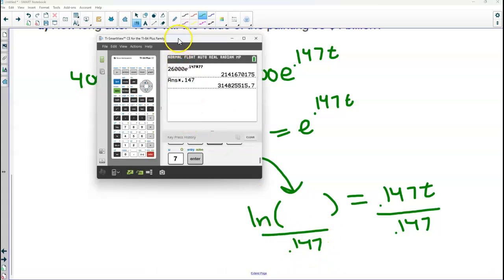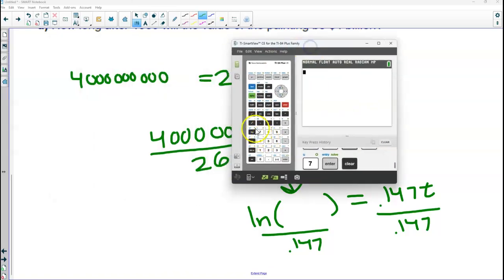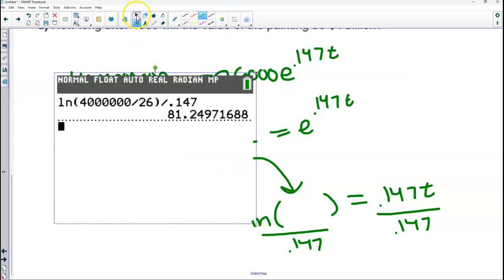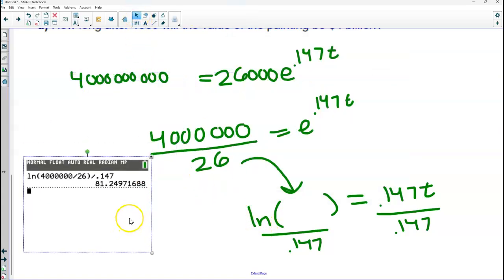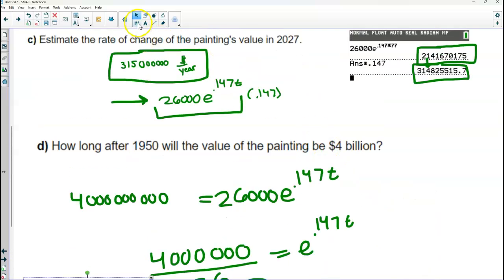So let's see what that comes out to be. We got the natural log of our 4 million divided by 26. And then we'll close parentheses and divide by that 0.147. There's our t value, which if we round to the nearest year, will be 81 years. So it's going to take 81 years after 1950 to reach the $4 billion mark.